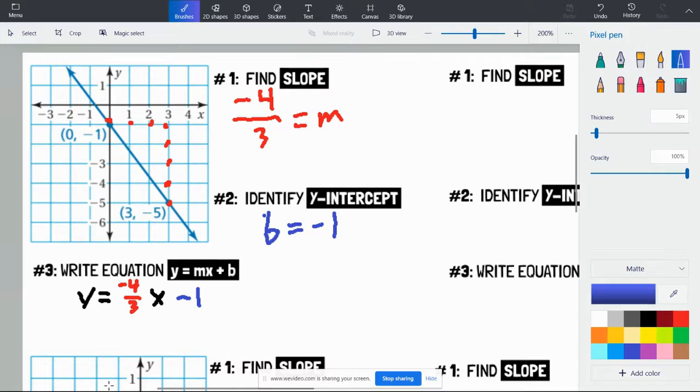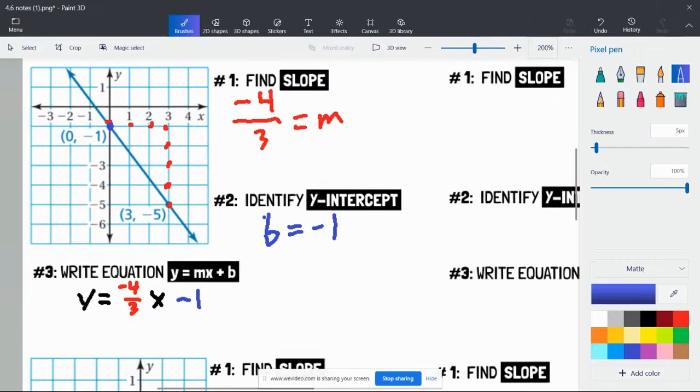If we go back up here to check it, we count up 1, 2, 3, 4 over 1, 2, 3. Yep, we're correct on the slope. -1 is the y-intercept, where it's intersecting the y-axis right there. So we're correct on that. There's our equation.